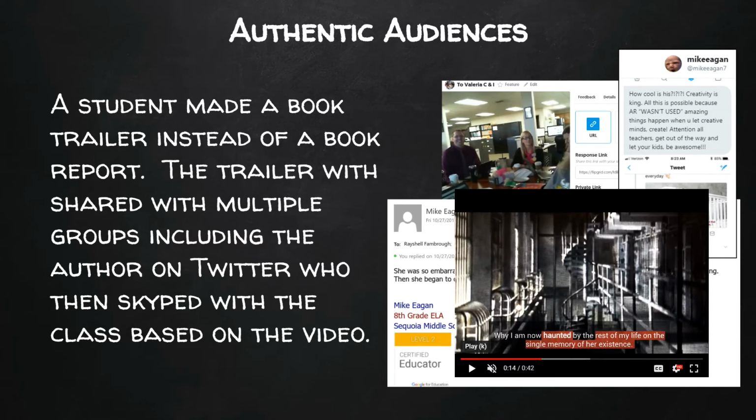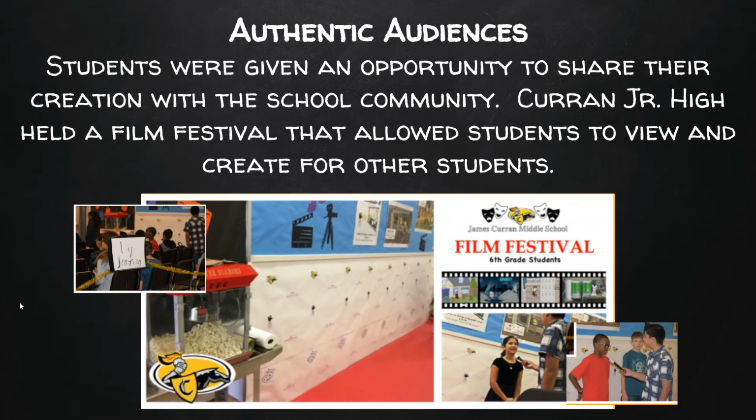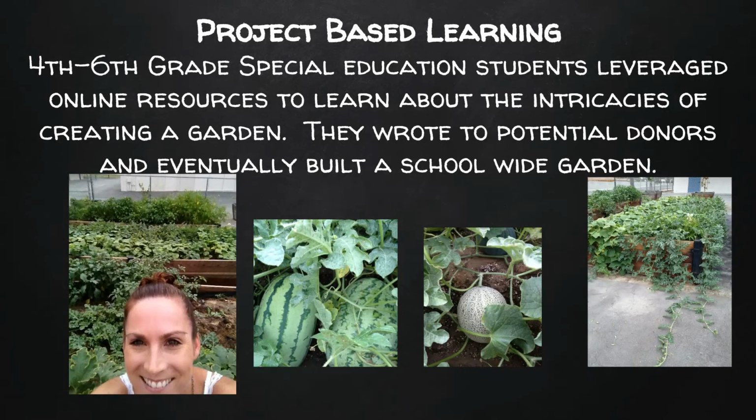Another example of an authentic audience is here at Curran Junior High. One of the teachers coordinated a film festival and allowed the students to create also a WeVideo. This is a different junior high than previous. And they had to demonstrate a science concept and their understanding of that. And then they allowed the whole school to watch it and vote on it. And they got to rock the red carpet and demonstrate their understanding, not only in a choice of the media, but for an authentic audience.